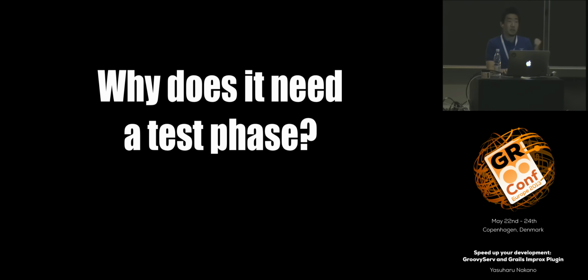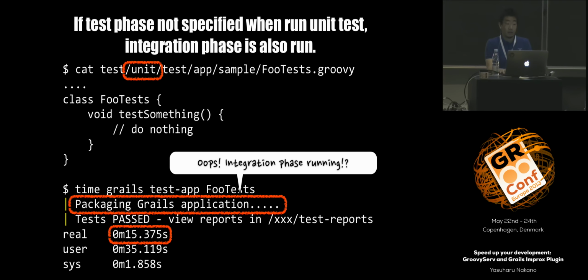But why does it need a test phase? The reason is this. If you run tests without specifying a phase, only with the test class name, Grails tries to run both the unit and integration test phases. Even though the test is a unit test, and there is no integration test which has the same name, the integration phase is run. Waiting for the end of the integration phase is just a waste of time. Too bad. It's very, very slow. In this example, it takes 15 seconds.